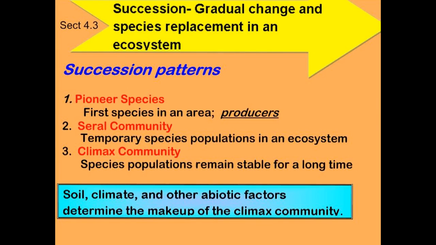Section 4.3 is about biological succession. Succession happens when we have an area where there is no life at all, and we have a gradual change where some species come in and are then gradually replaced by others. When succession happens, it happens in a specific pattern, and there are 3 stages to succession.